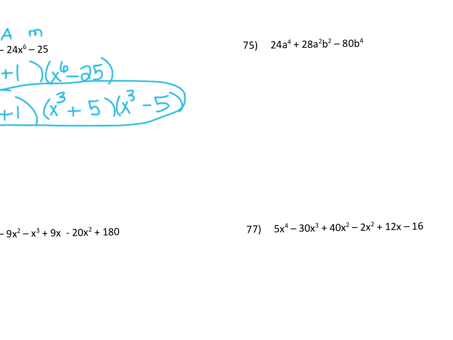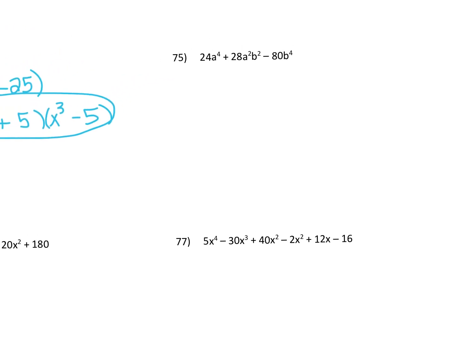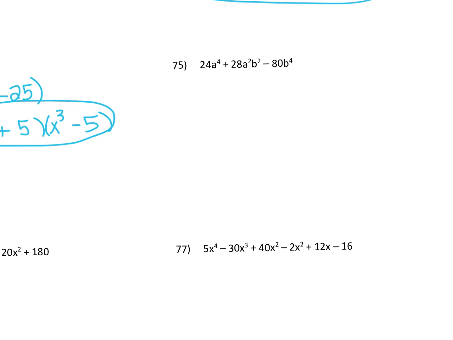All right, number 75. So when we look at this, the first thing you want to say is, can I factor out a greatest common factor? And you notice we have a's and b's. When you have 2 different variables, if you want to write it in standard form, think about alphabetically what comes first. A comes before B. So you want the exponents on the A to go in descending order. So we have a to the 4th, a squared, and then really a to the 0 because there's no a's here. So this is in standard form.